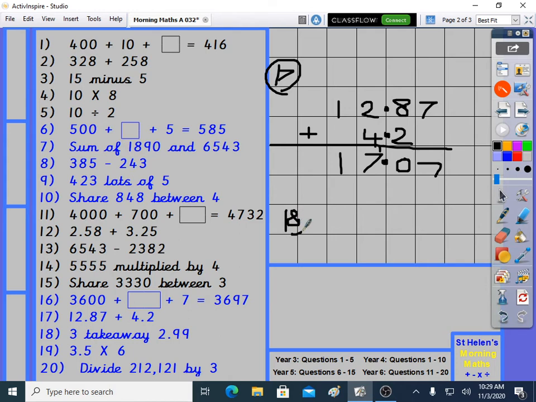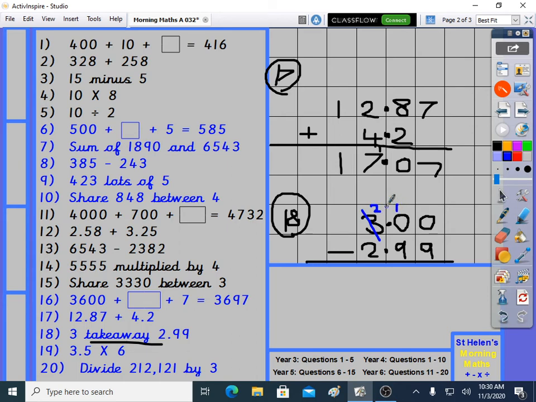So on to question 18. 3 take away 2.99. Take away is minus, isn't it? You must remember that the biggest number goes on the top and 3 is bigger than 2 and a bit. So you've got to make it 3.00 to make this column method work. The answer is going to be 0.01, I think. But let's do some borrowing. Some helping. 10 take away 9 is 1. 9 take away 9 is 0. 2 take away 2 is 0, but don't forget the decimal. You need these zeros here really now because it's 0.01. And we can move on to question 19.